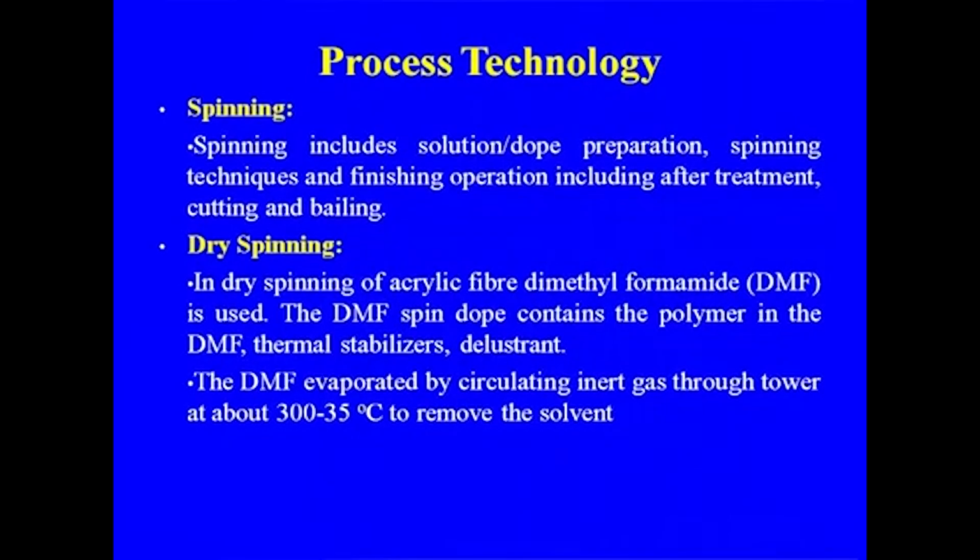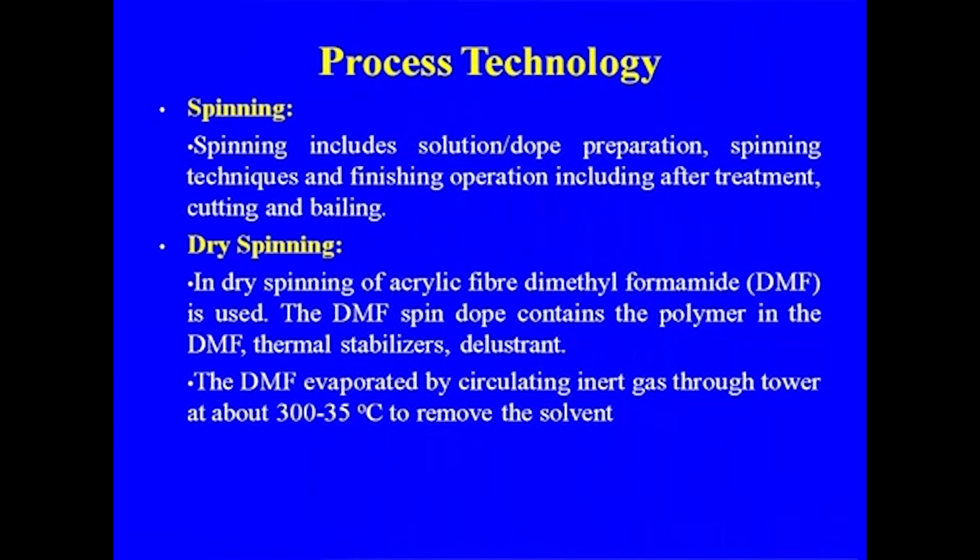Now, as I told you, after the polymer is made, the next step in any synthetic fiber is the spinning process, and depending upon the type of polymer you have, different types of spinning processes are available. As I told you, that is dry spinning, wet spinning, or it may be melt spinning. So, spinning includes the solution or the dope preparation, spinning technique and finishing operation, including after treatment, cutting and baling.